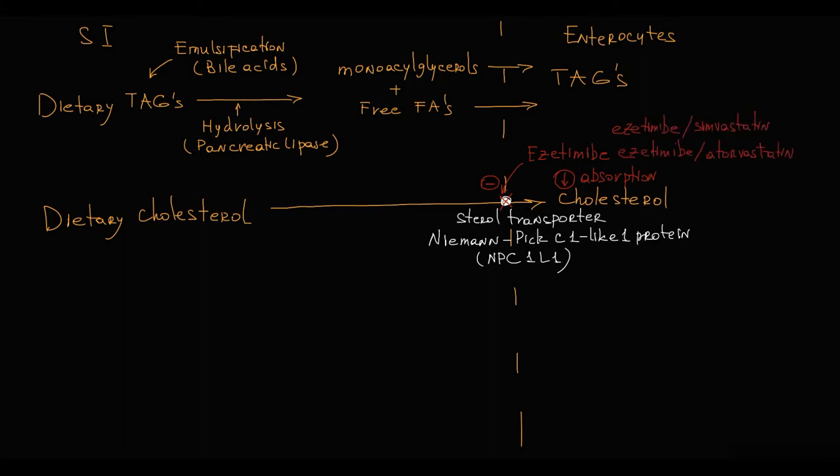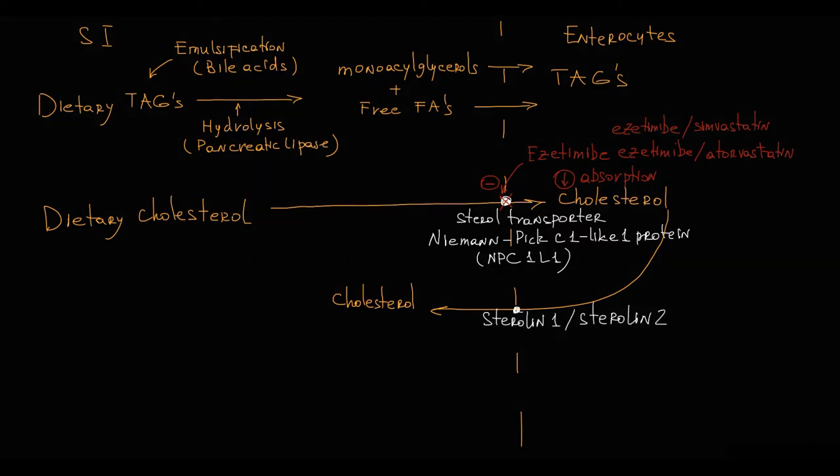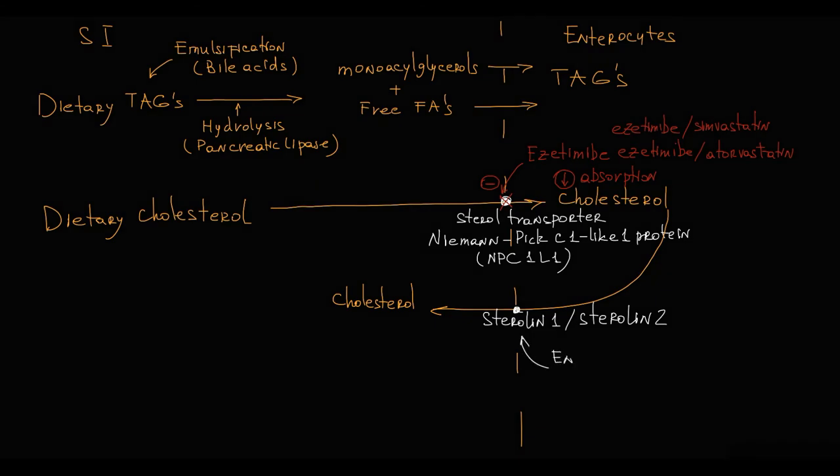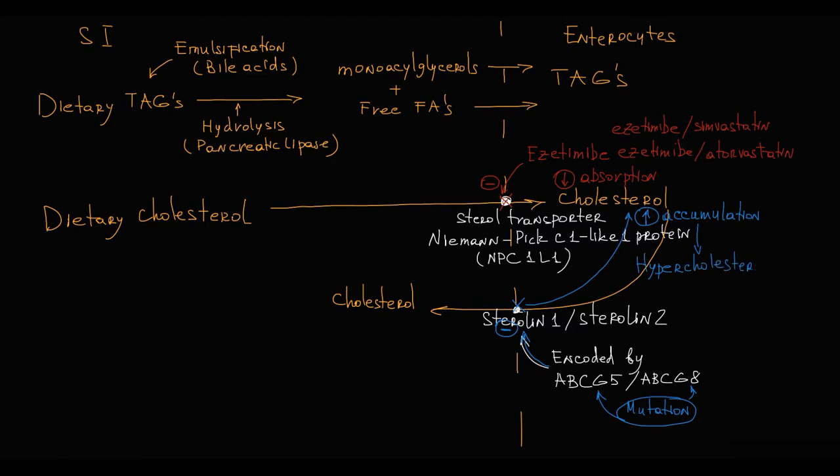Once in an enterocyte, cholesterol can be transported back into the intestinal lumen. This process is mediated by transporters called sterolin-1 and sterolin-2. And it's high yield to know that these transporters are encoded by genes called ABCG5 and ABCG8. Because mutation in these genes will cause defects in cholesterol transportation back into the intestinal lumen, and this will cause progressive accumulation of cholesterol with hypercholesterolemia, and this disorder is called sitosterolemia.